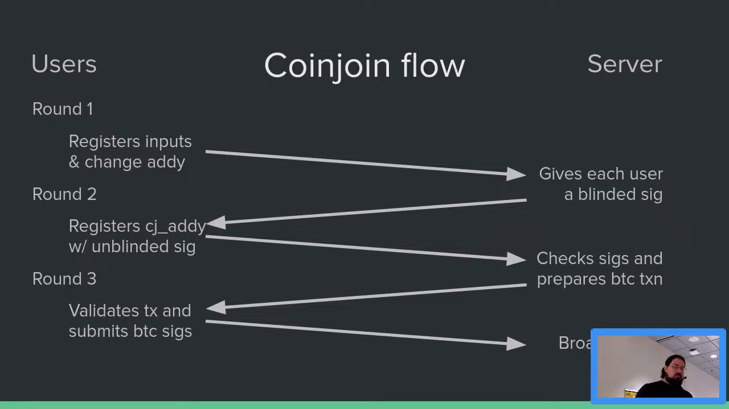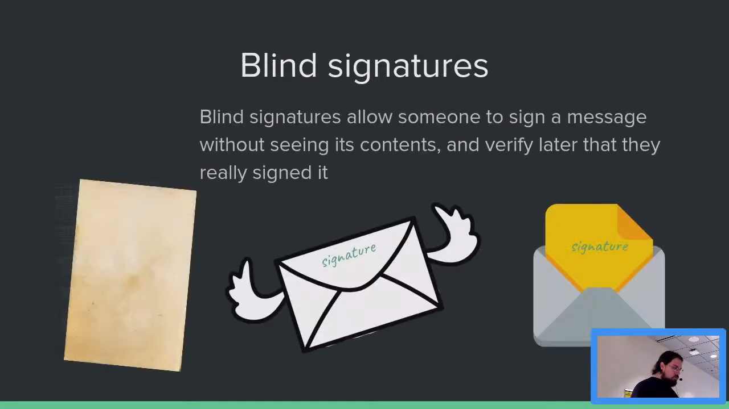Once the server has the inputs, he gives them something called a blinded signature. And if you've never heard of blinded signatures, let me tell you a little bit about them. Blinded signatures allow somebody to sign a message without seeing its contents and verify later that they really signed it. We use them in coin joins to prove that you sent an input. You registered an input with the coordination server, he gives you a blinded signature, you unblind it and send it back to him, and he can validate that he interacted with you, because he can see a signature, but he doesn't know what he signed. So all he knows is you were one of the people who registered an input.